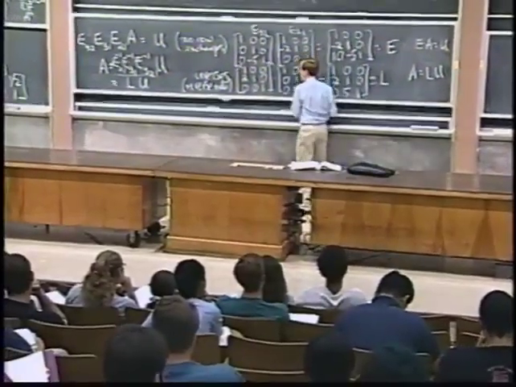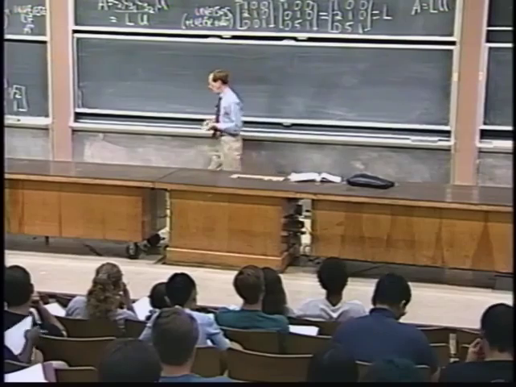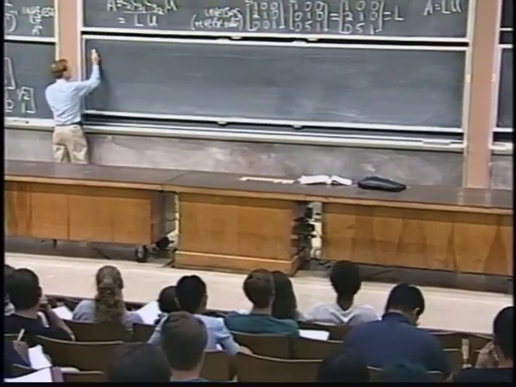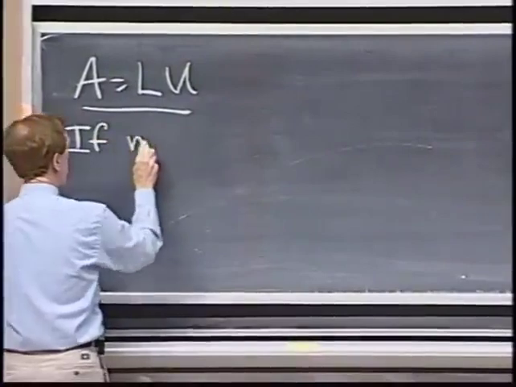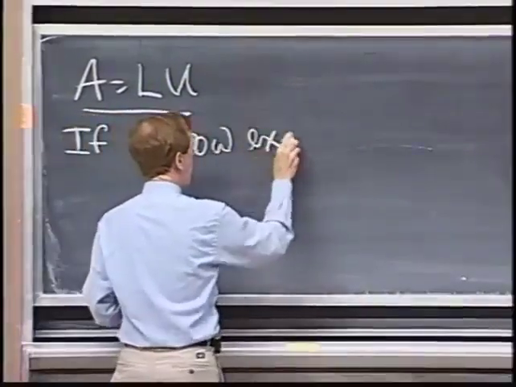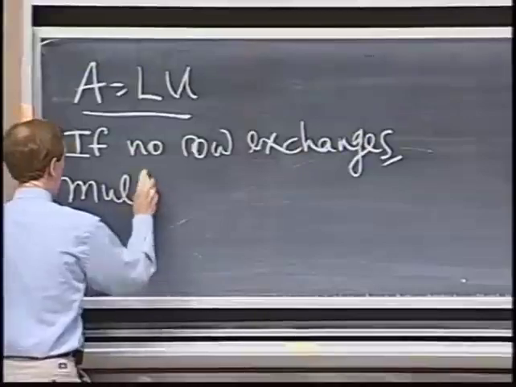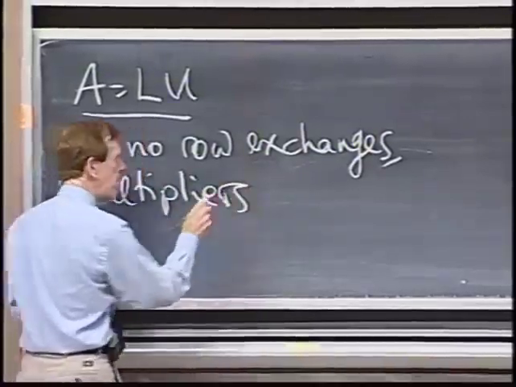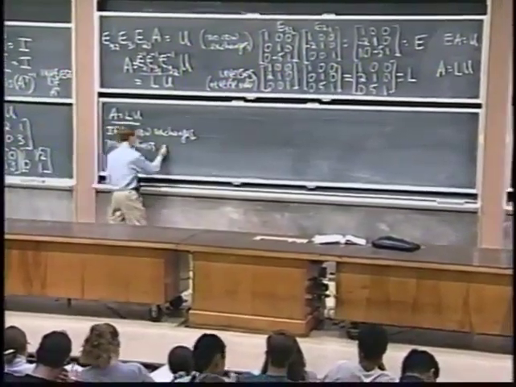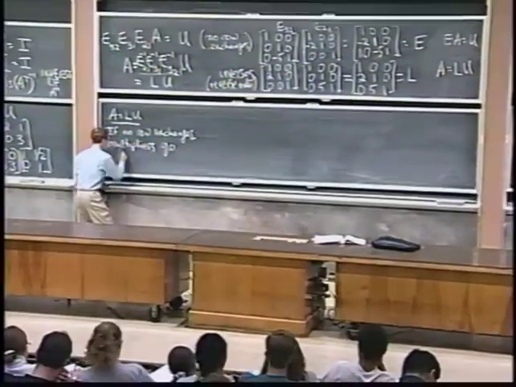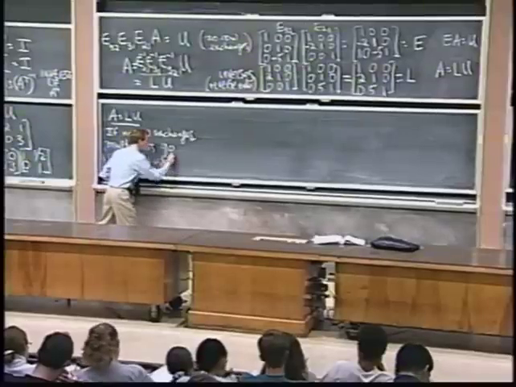So let me state it. This is A equal LU. So if there are no row exchanges, the multipliers, those numbers that we multiplied rows by and subtracted when we did an elimination step, the multipliers go directly into L. Okay.